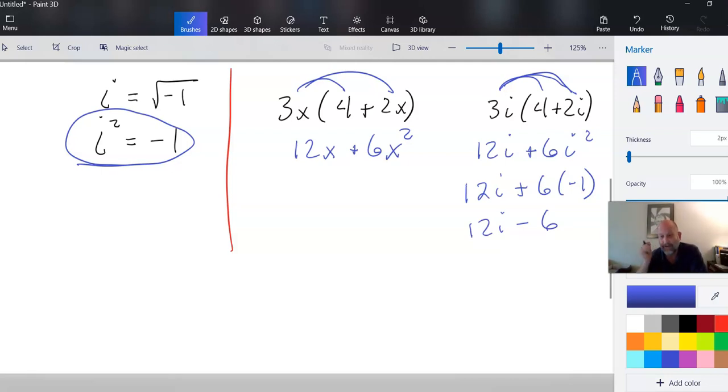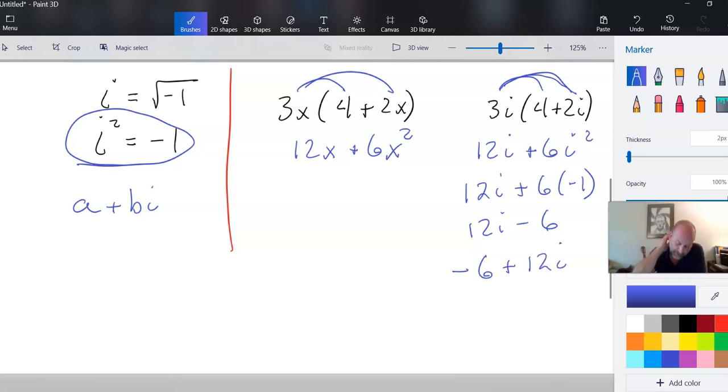Now, while this is numerically correct, it's not technically done. The standard form puts the real part first. So you just need to swap the positions here, right? Because that put the imaginary part first. We just need to put it second. So the answer here should be negative 6 plus 12i.